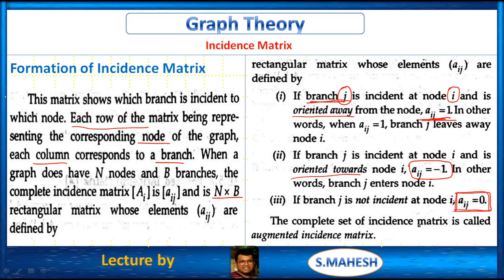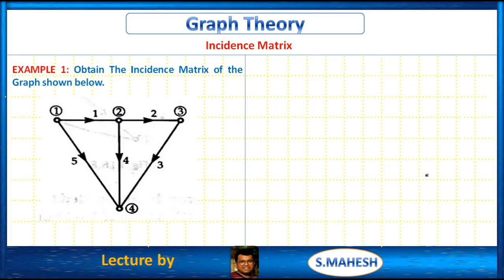The complete set of the incidence matrix is called the augmented incidence matrix. If a branch is traversing towards a node, we represent it with minus 1. If it is away from that node, we represent it with plus 1. If we don't have any branch at that node, the representation is 0. For that, I am considering one example: obtain the incidence matrix of the graph shown below. This is a very easy concept if you know the rules.